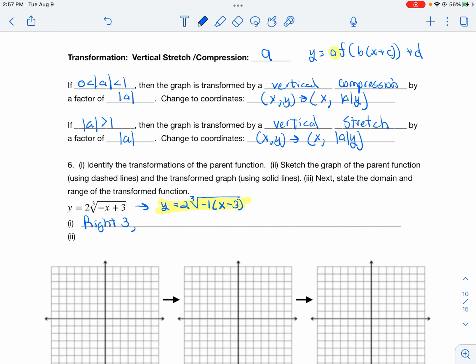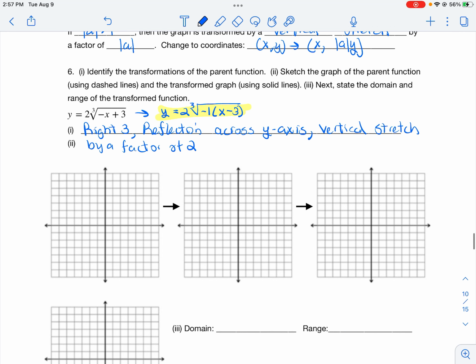The 1, since b is 1, the absolute value of b is 1, and it's neither greater than 1 nor less than 1, so there's no horizontal stretch or compression. But the negative tells us that we have a reflection across the y-axis. And then the multiplying by the 2, so a is 2 in this problem, tells us that we have a vertical stretch by a factor of 2. Those are the transformations for this problem.